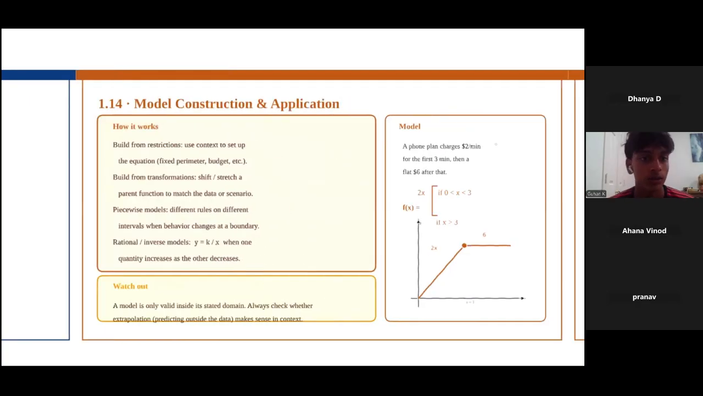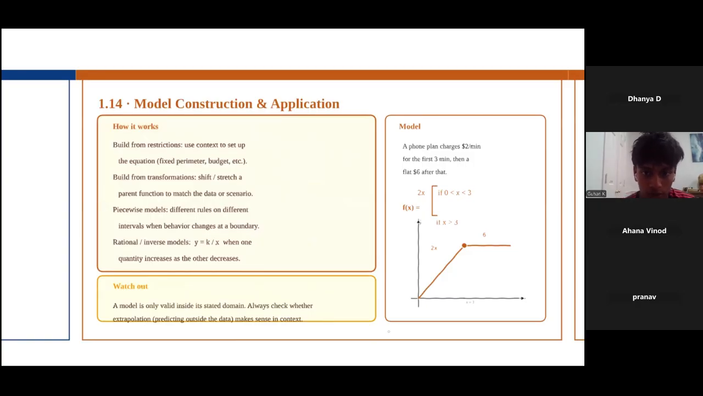And now we're going to go to 1.14. So we're going to build graphs from restrictions and use the context that the problem gives us to create it. And we're going to build them from transformations, and we're going to start looking at rational and inverse models as well.